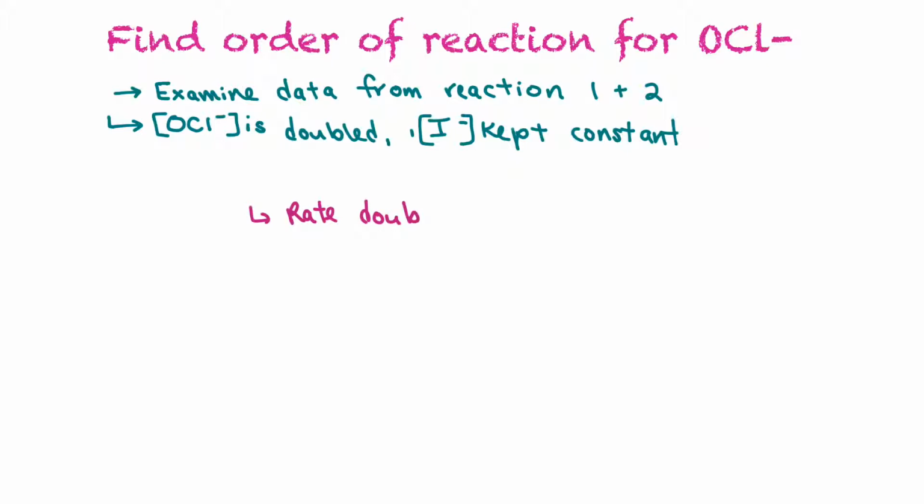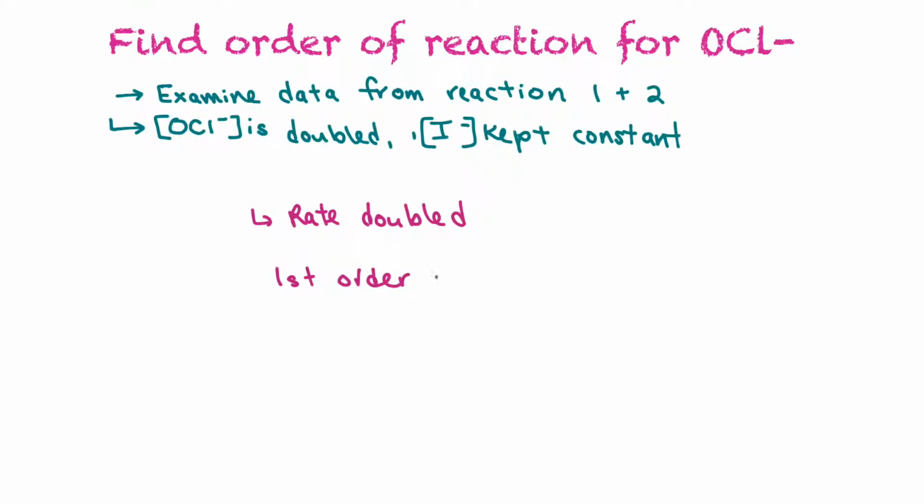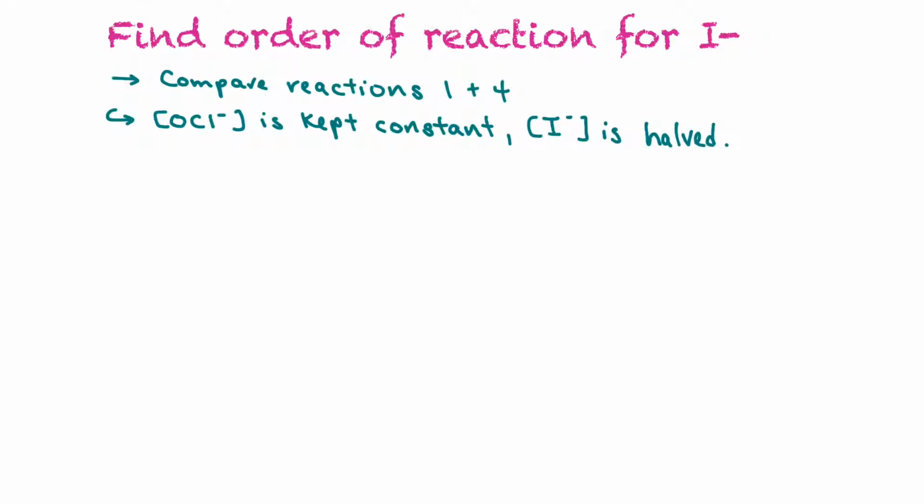So if the rate doubled when we doubled the concentration of the hypochlorite, it's first order with respect to the hypochlorite. So we figured out that part.